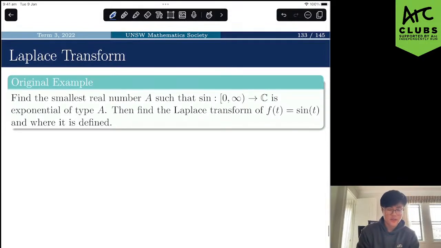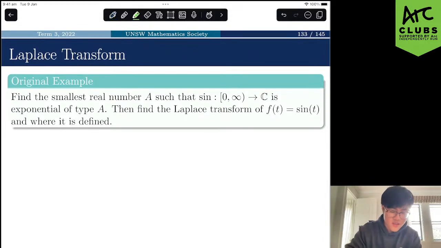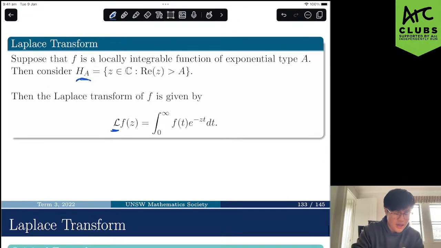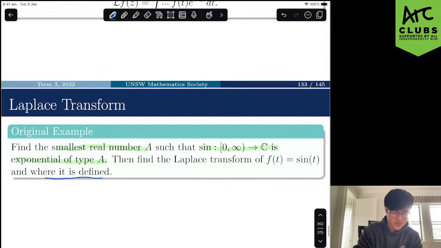So the question is, find the smallest real number a such that sine is of exponential type a. So essentially finding what exponential type a sine is. And then we do the Laplace transform on sine, where it is defined. So remember, where it is defined is just on H_a. So it's defined for H_a, and then we just need to find what a is first.